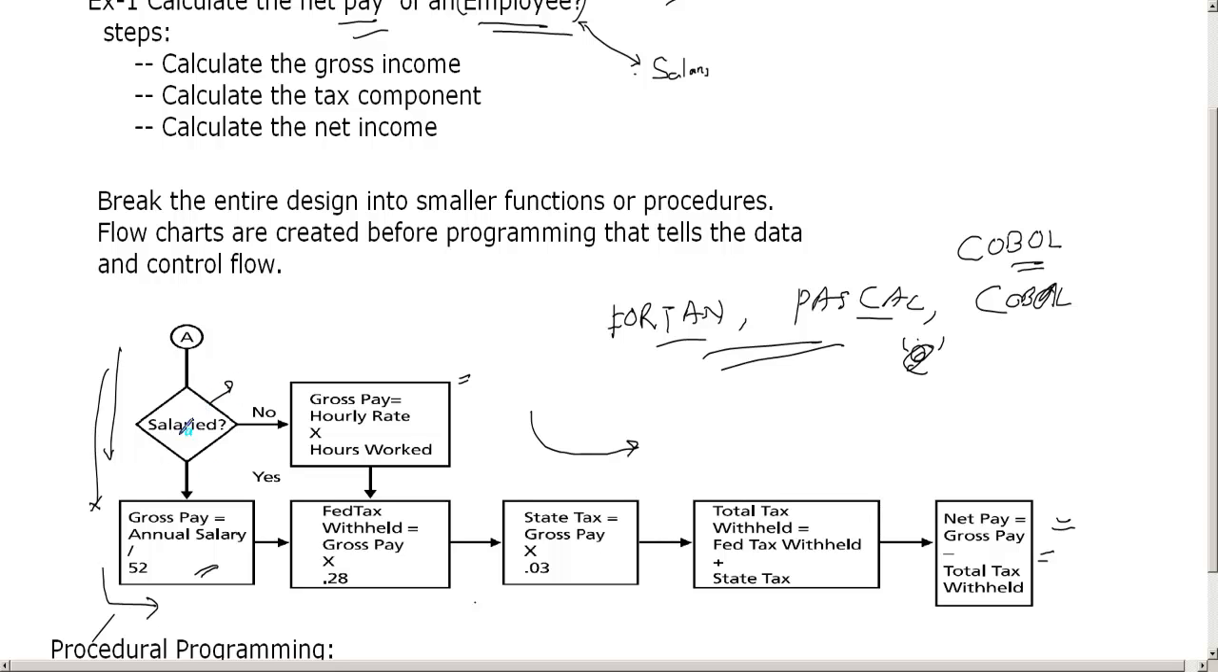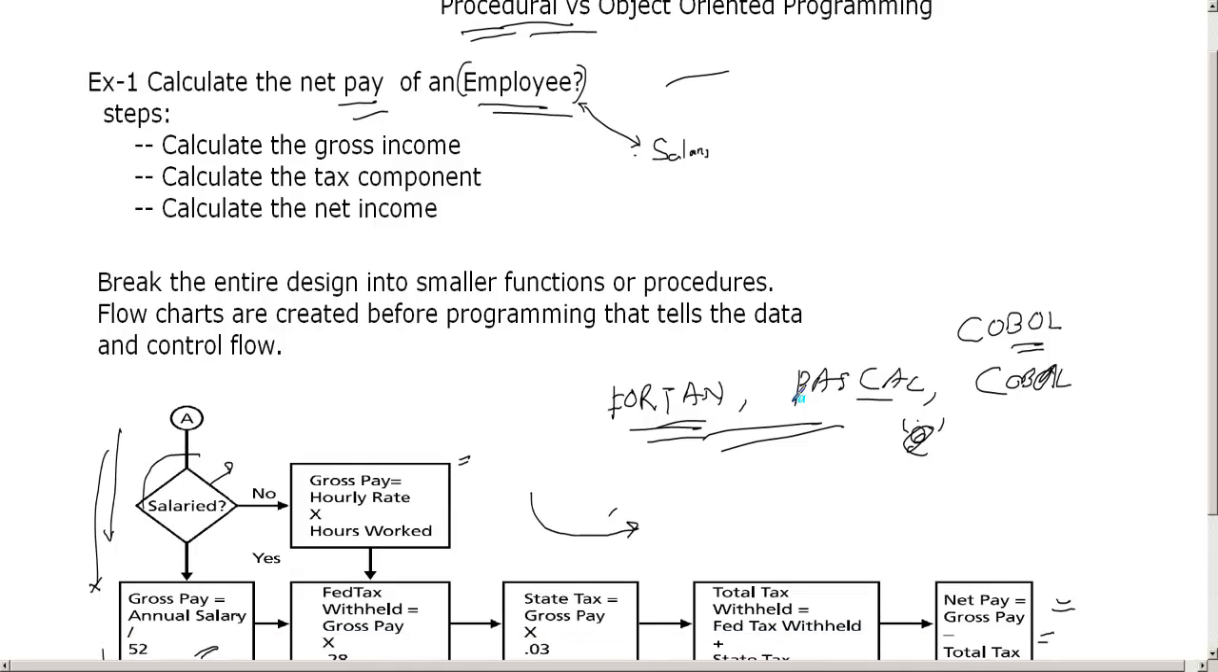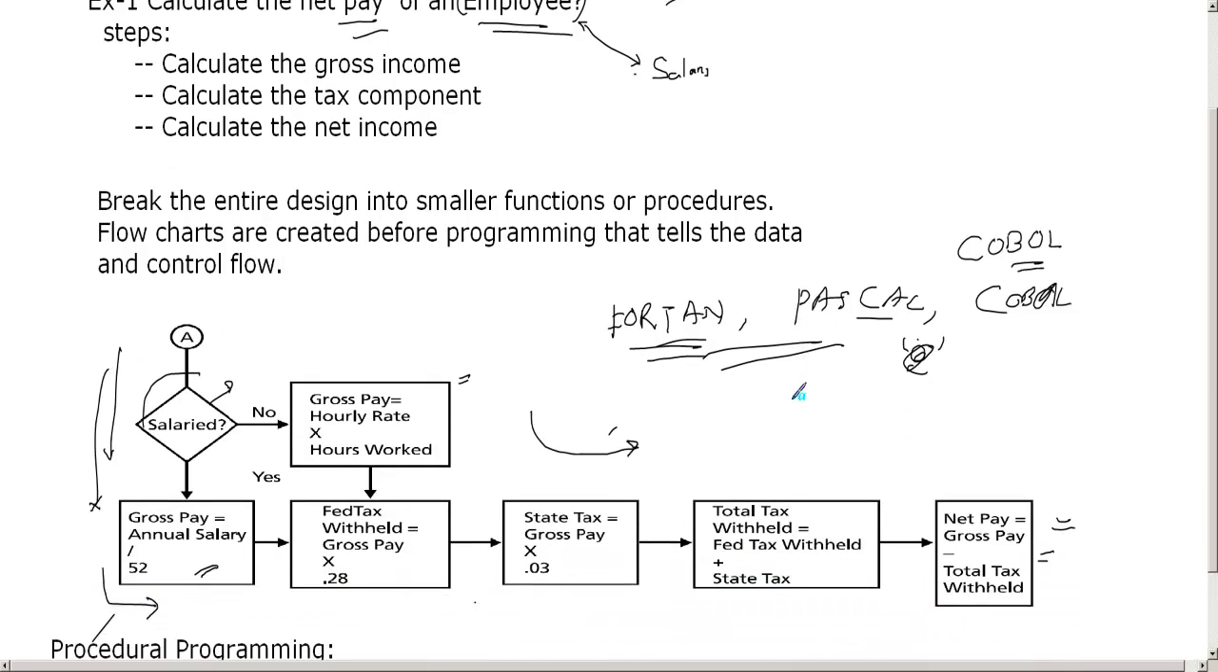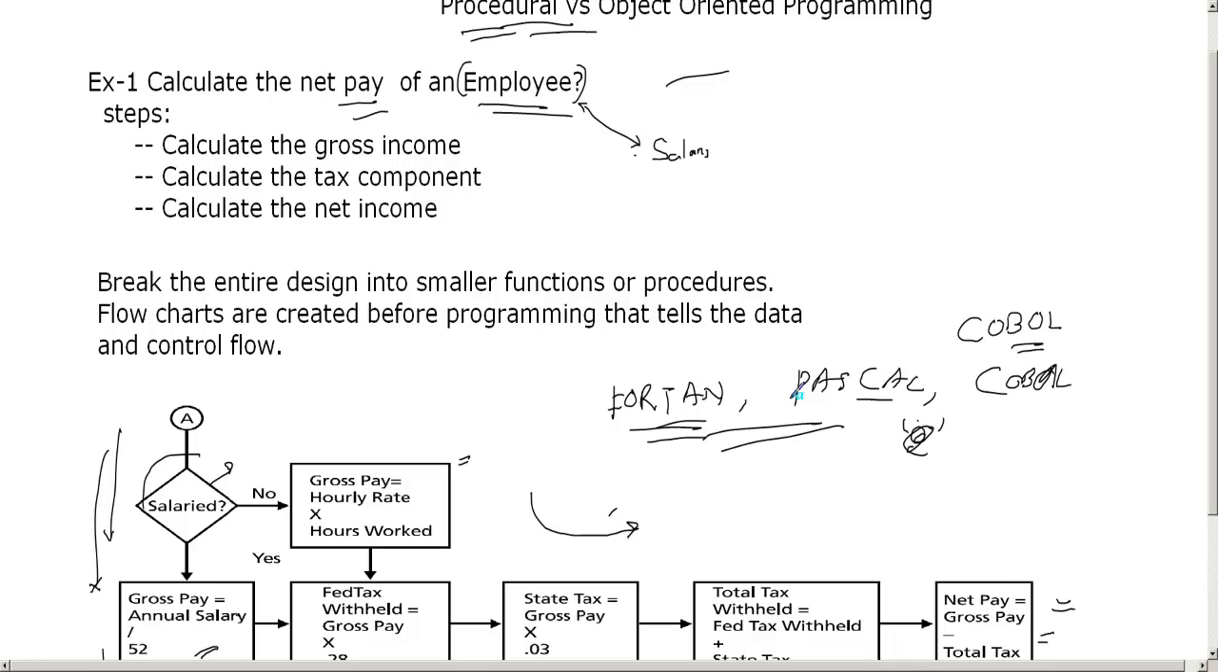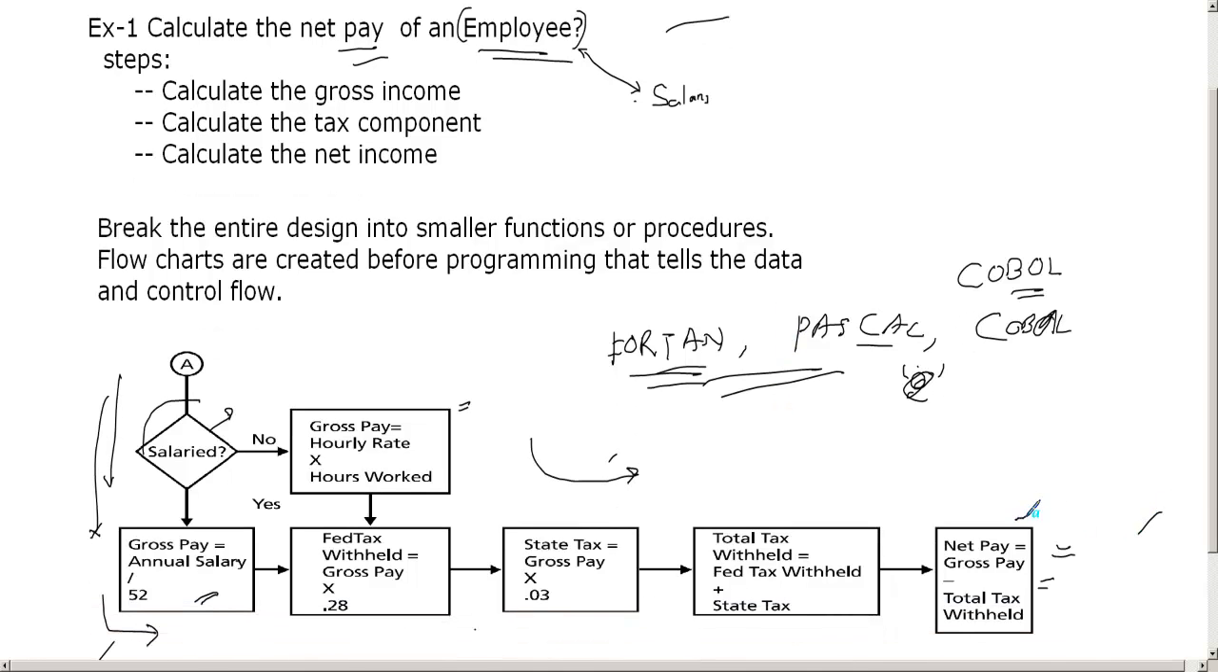create smaller functions or procedures for every block of the given flowchart. For example, programming languages like Fortran, Pascal, or COBOL are basically procedural programming languages. It just starts from the top and keeps executing smaller sets of functions until it reaches the final execution point.